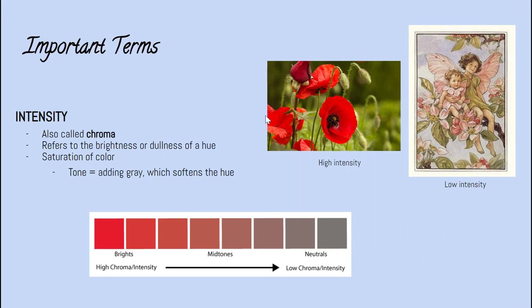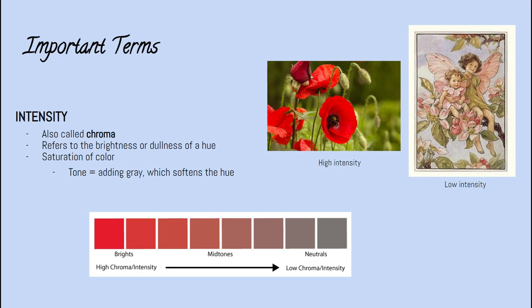Intensity or chroma or saturation has to do with how much color is in the color. So, thinking about how bright a color might be or how dull a color might be would be describing the high intensity or low intensity of a color. And so, these are different examples that show those ideas. Usually, when you take away all of the color, you're getting into the world of neutrals that are very gray.